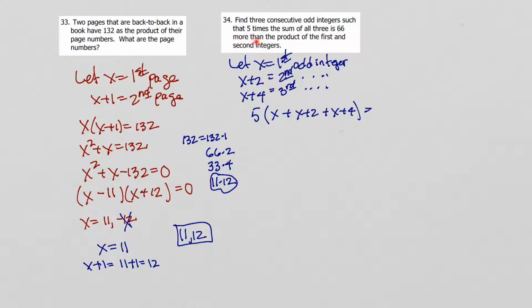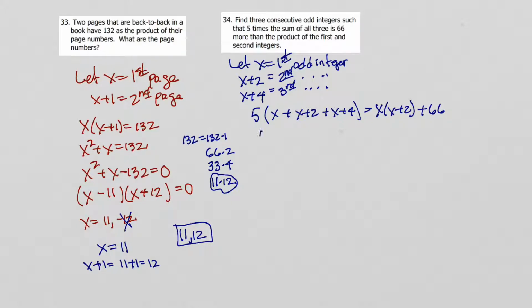66 more than, there's that "more than," and we know what to do. Whatever follows "more than," that's where we start. So it says more than what? The product, multiplication, of the first and second. So I need to multiply the first and the second. Here's the first and the second. Let's indicate that multiplication, x times x plus 2, and then we're 66 more than this. So we'll add 66. Okay, so there's our equation.